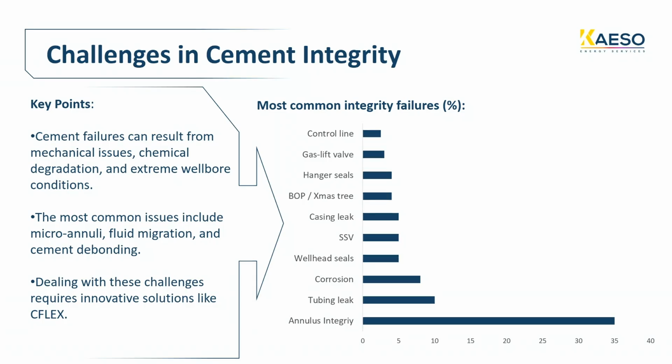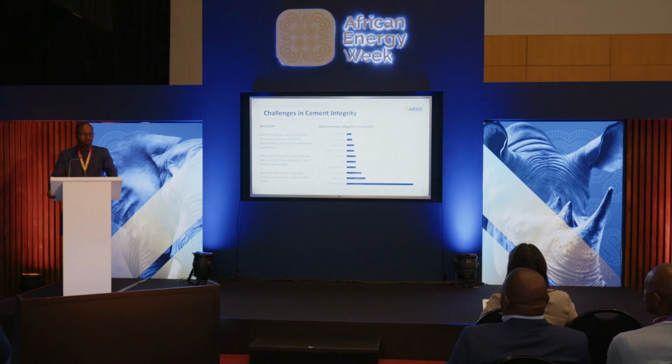You can also have problems that are due to hazardous environmental conditions, again, chemical degradation of the cement itself. Temperature can affect your cement because it will make your cement shrink. And I would say that the most important problem of all is microannulus, because microannulus can lead fluids to migrate from the reservoir up to the casing, up to surface, and this will put the well at risk.